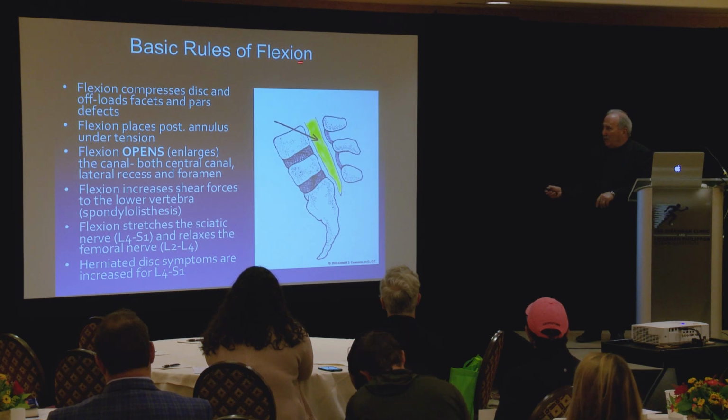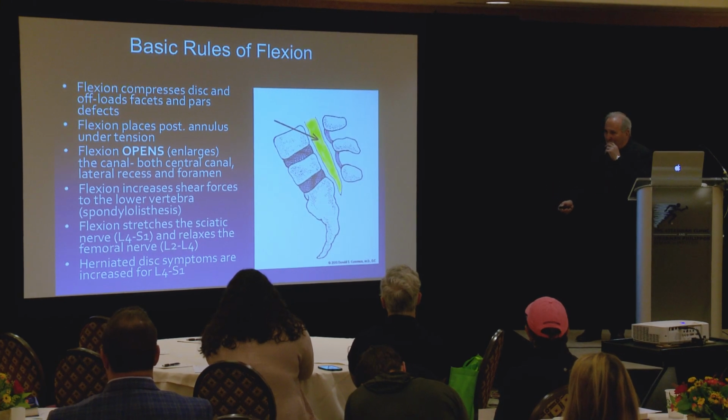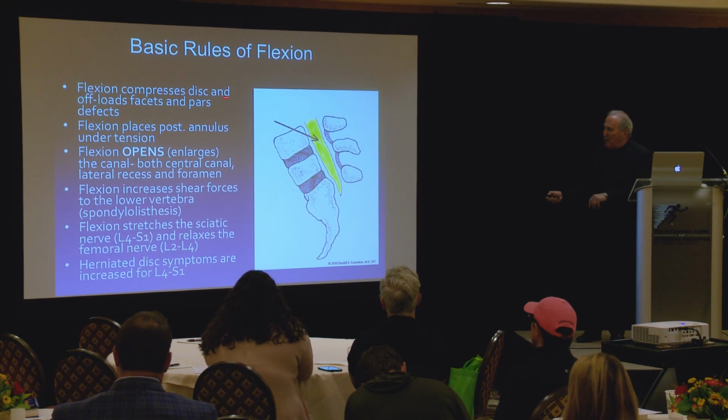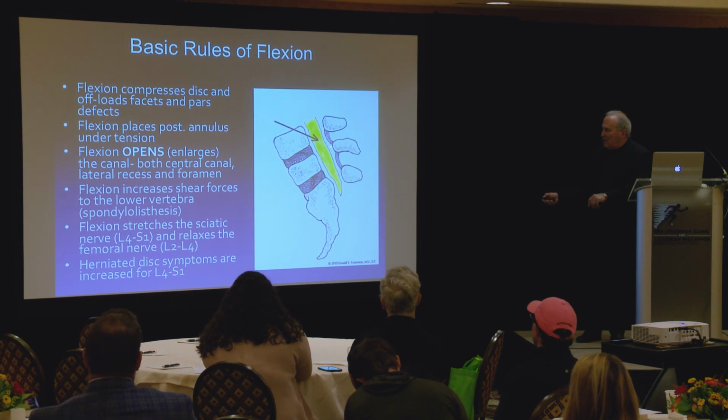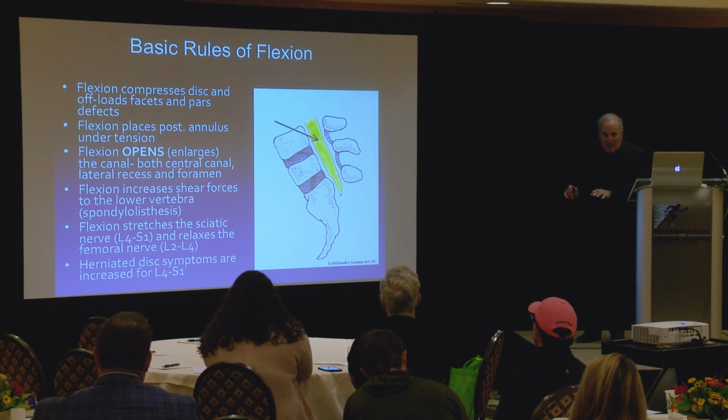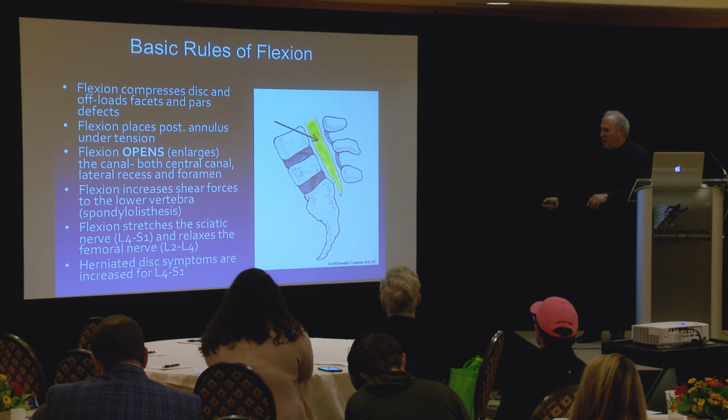So, basic rules of flexion. This is going to be important for treatment. Flexion compresses the disc and offloads the facets and pars defects. So bending forward obviously loads the discs. You unload the facets. You open the canal. So flexion places the posterior annulus under tension. So if you've got an annular tear, what's it going to be like? Bend forward? I don't like that. You want to bend backward. Flexion opens the canal, both central, lateral recess, and foramen.